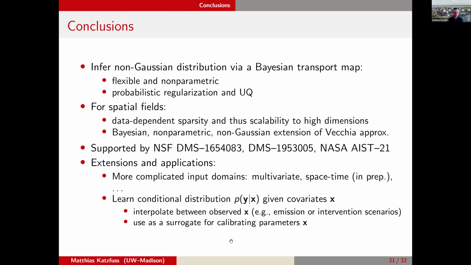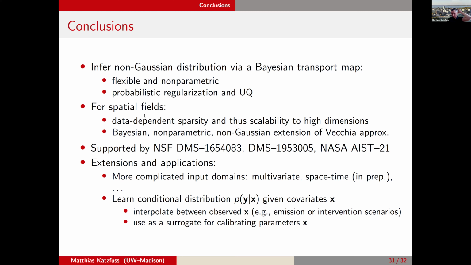Okay, I will conclude briefly here. We infer non-Gaussian distributions via a Bayesian transport map. We have lots of flexibility there in terms of the dependence structure. It's a non-parametric approach where as we get more and more data, we get better log scores, better KL divergences. We learn more and more. We have this nice probabilistic regularization, and we account for the uncertainty by integrating out the Fi and Di and accounting for the estimation uncertainty in the transport map.